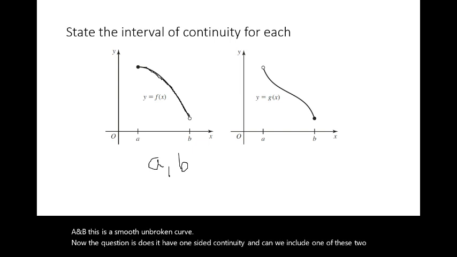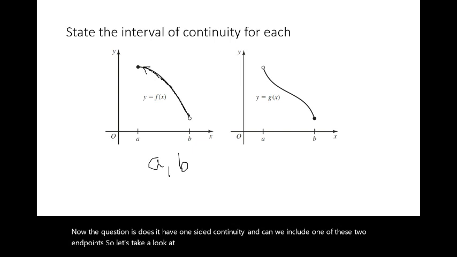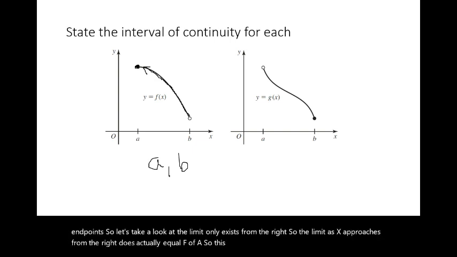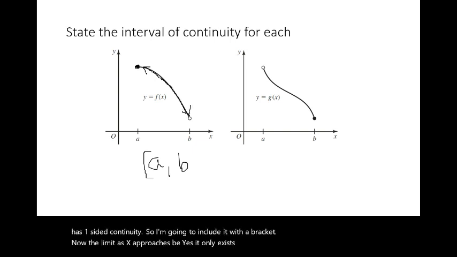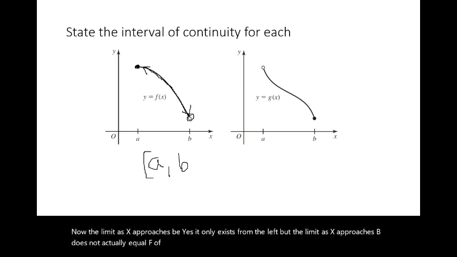So let's take a look at a. The limit only exists from the right. So the limit as x approaches a from the right does actually equal f of a. So this function is continuous from the right of a, so a has one-sided continuity, so I'm going to include it with a bracket. Now the limit as x approaches b, yes, it only exists from the left, but the limit as x approaches b does not actually equal f of b because f of b is undefined, so that is going to get a parenthesis.